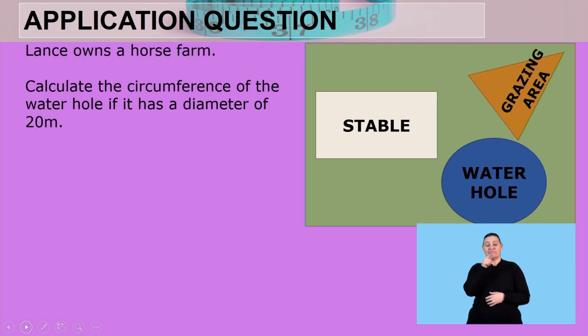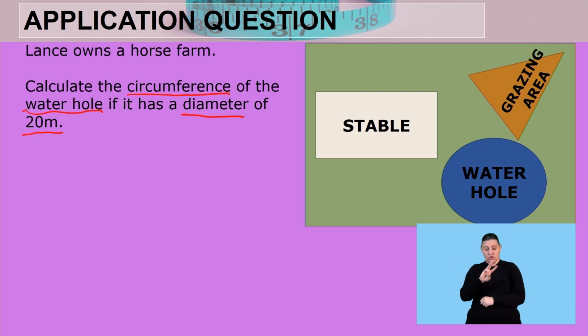So we're still doing perimeter calculations now. Let's look at this next one. In this case, we say that Lance owns a horse farm. Calculate the circumference of the water hole if it has a diameter of 20 meters.